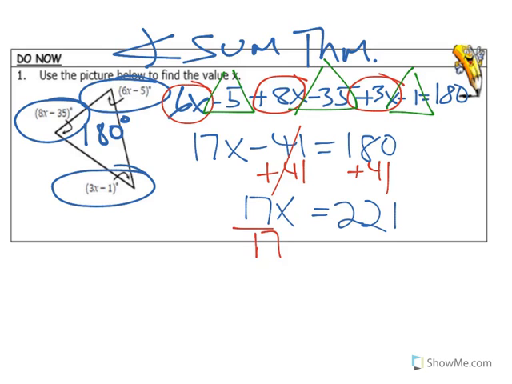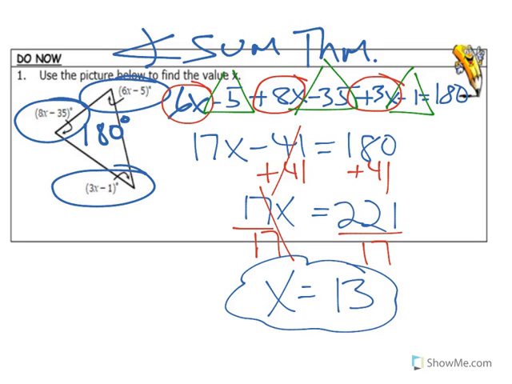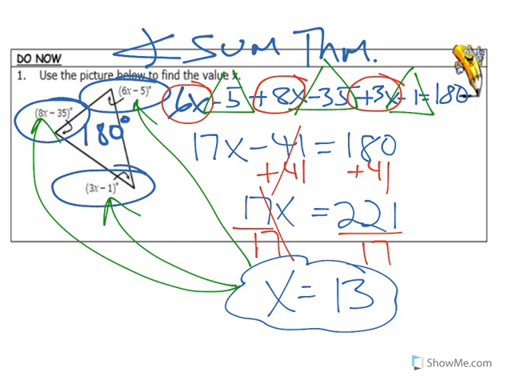So at this point, I'll go ahead and divide both sides by 17 to isolate the variable x, which is equal to 13. If I substitute this 13 here, here, and here into the x values and worked out the solution, they would all add up to 180 degrees once you add up the three angles.